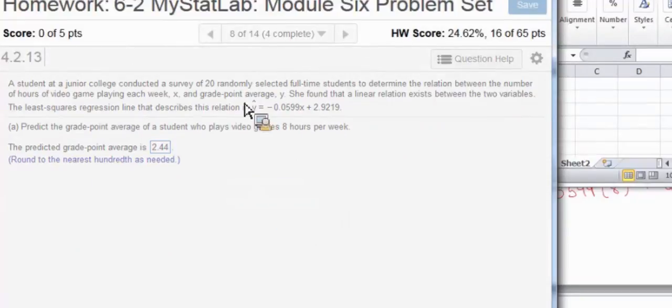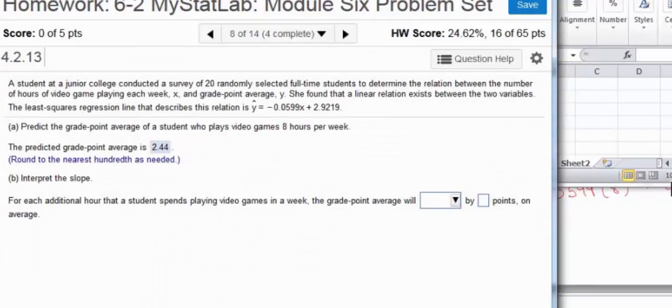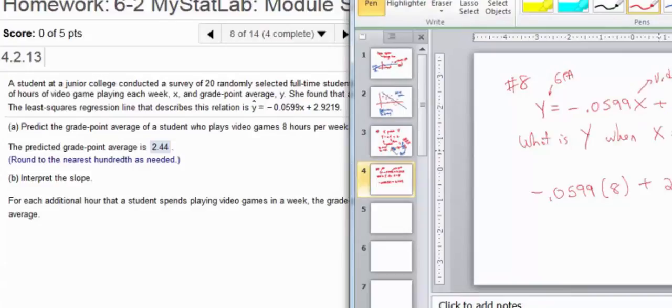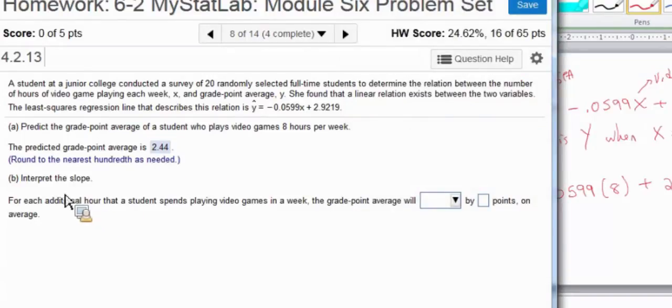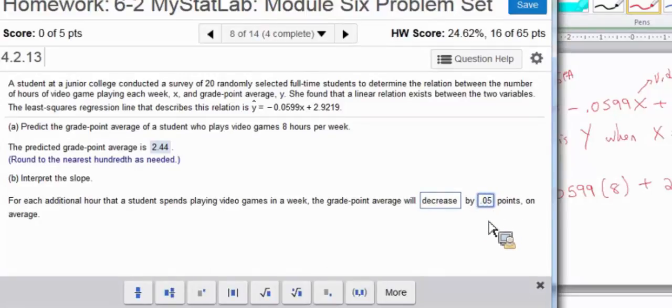So this is why regression lines and regression models are useful. We can make predictions. We predict that somebody who plays 8 hours per week will have a GPA of 2.44. Interpret the slope. The slope is, for every 1 increase in x, that's the change in y. So for each additional hour, the grade point average, it's a negative slope, so it will go down by 0.0599 on average. This is the rise over run, or the grade of a road, decreased by that amount.